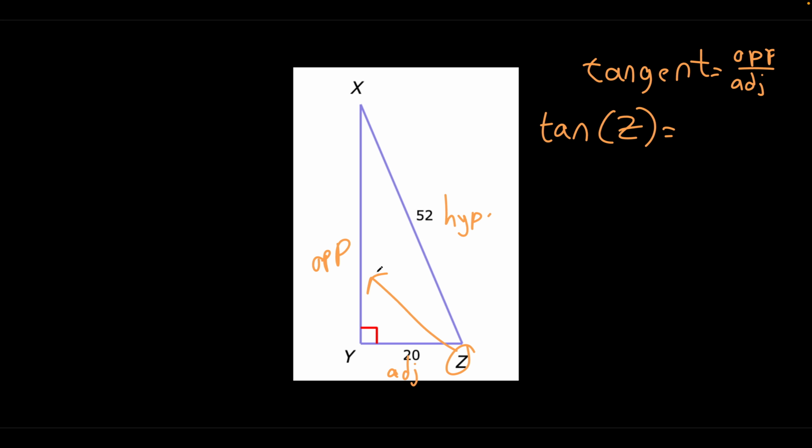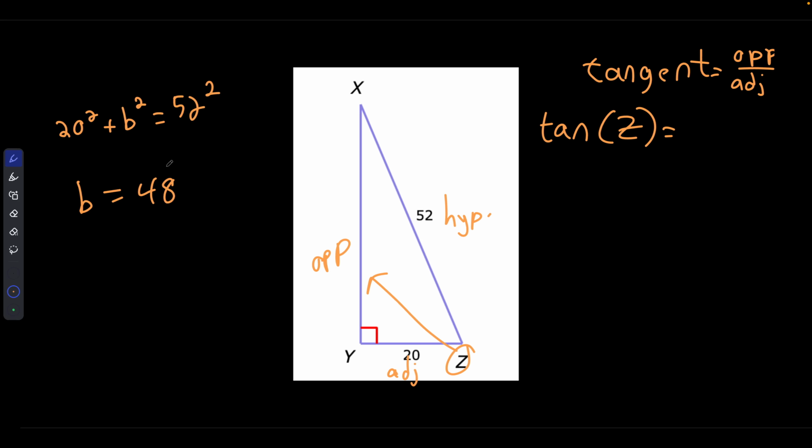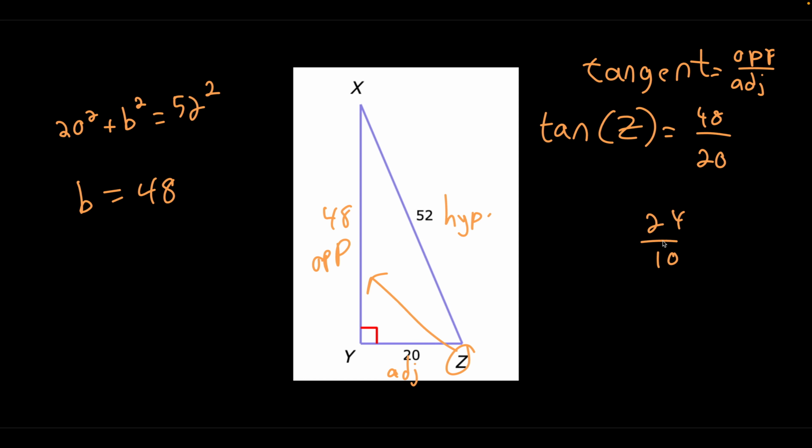So again, use the Pythagorean theorem. Here's a very brief showing of the Pythagorean theorem. I didn't even show all the work, but we get that it's 48. So then opposite over adjacent would be 48 over 20, which can be reduced to 24 over 10. That can be reduced again to 12 over 5. Final answer.